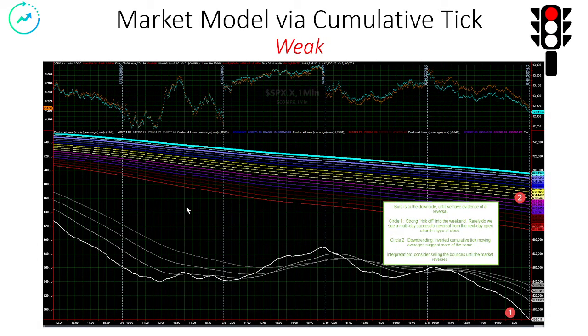Overall, the market model via our cumulative tick is very weak. Here at Circle 1, we finished the day on Friday completely risk off. Everyone was abandoning the markets ahead of the weekend, ahead of headline risk, etc. Longer term here at Circle 2, because they're in a downtrend, we have been unable, in terms of the cumulative tick, to get above this for any duration of time to pull this up.